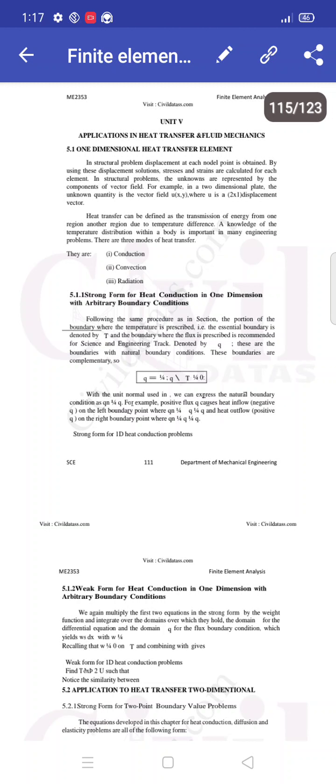And the boundaries are complementary. With a unit normal, we can express the natural boundary conditions as q·n = q̄. For example, positive flux q̄ causes heat inflow, so q is negative on the left boundary point, and heat outflow is positive on the right boundary point. This is the strong form for one-dimensional heat conduction.